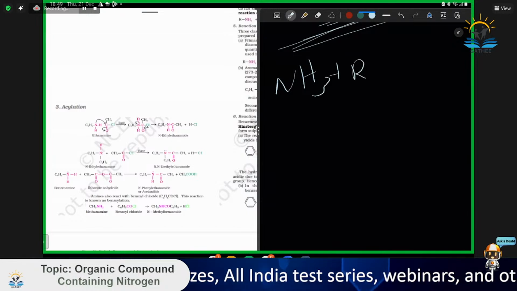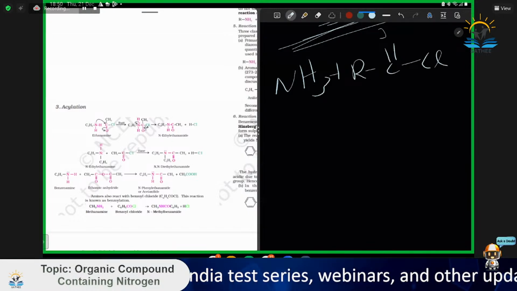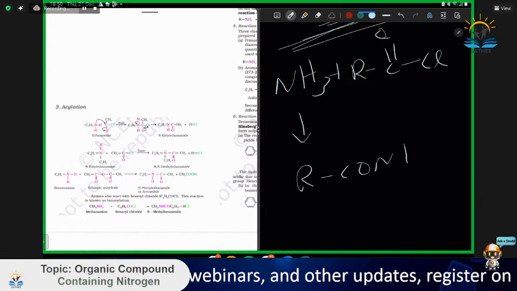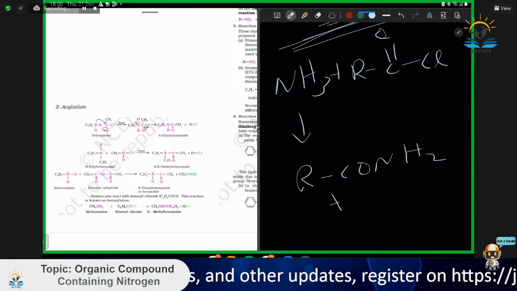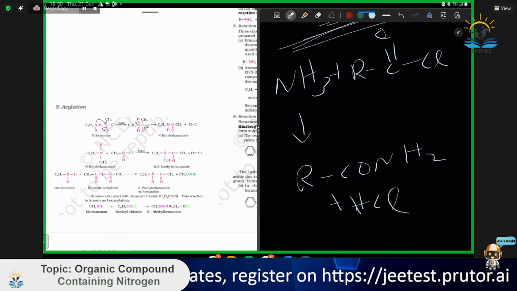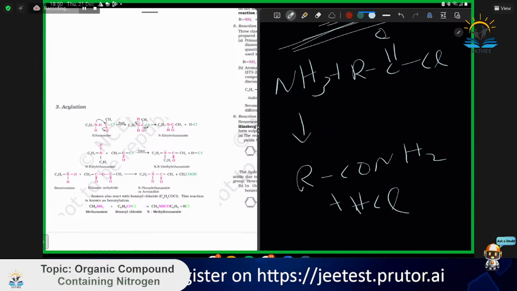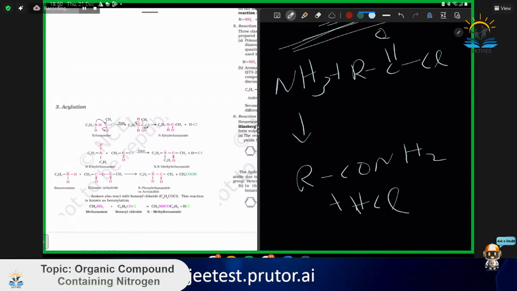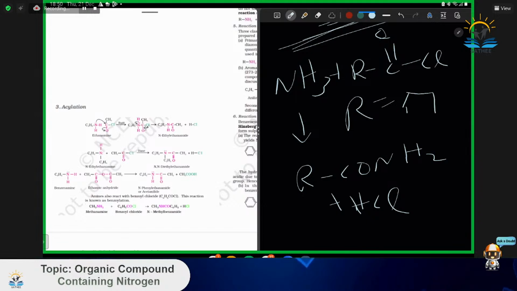NH3 plus RCOCl gives RCONH2 plus HCl after a lot of equilibrium steps as shown in the figure. Amines also react with benzoyl chloride. This reaction is known as benzoylation, when this R is equal to benzene, then the reaction is called benzoylation.